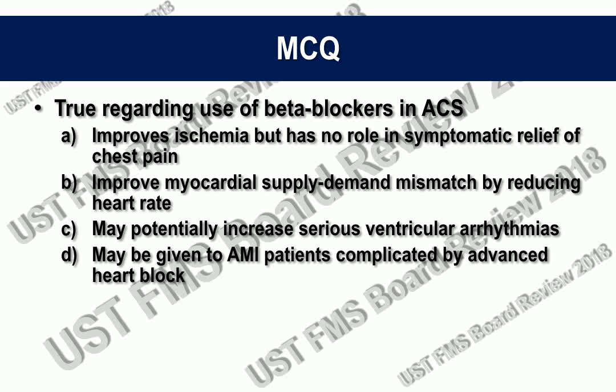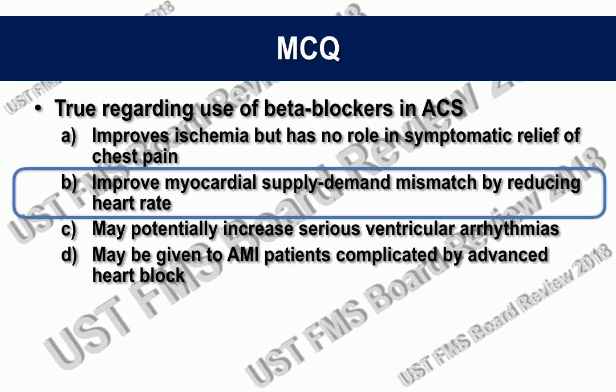So you have to know what would be the effects of beta blockers and what would be the benefits in the setting of ACS. The answer here is improve myocardial supply demand mismatch by reducing the heart rate. And that in fact is what beta blockers will do. It improves ischemia. It also has some role in the symptomatic relief of chest pain. And in fact, it can sometimes protect you against serious ventricular arrhythmia.